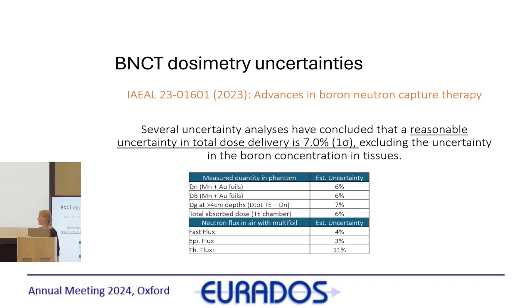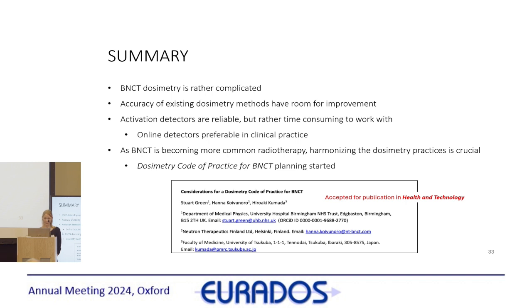In the free beam spectrum, the estimated uncertainties are a little bit smaller for fast neutron flux and epithermal flux, but for thermal neutron flux we have high uncertainty because we don't have many thermal neutrons in the beam. So as a summary, BNCT dosimetry is rather complicated. The accuracy of existing dosimetry methods has room for improvement. Activation detectors are reliable, but rather time-consuming to work with, at least in clinical practice. And one thing I forgot from here, we are still missing a good photon-sensitive, not neutron-sensitive detector.